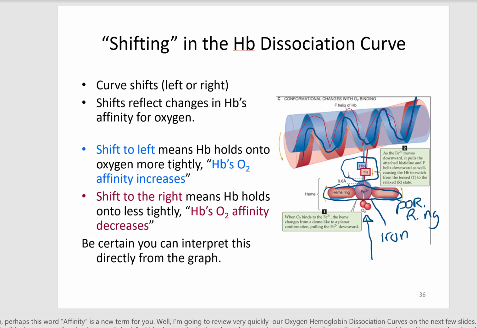I like to think of it a lot like a child jumping on a trampoline. I think of the child as the iron center and the elastic portion of the trampoline as being the porphyrin ring. And the child can be up or down. If iron is up, we say it is in the tensed position.